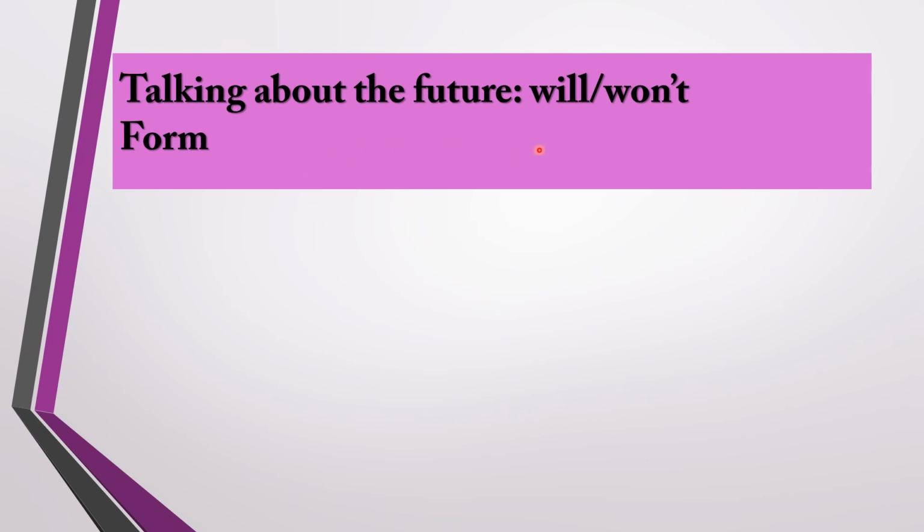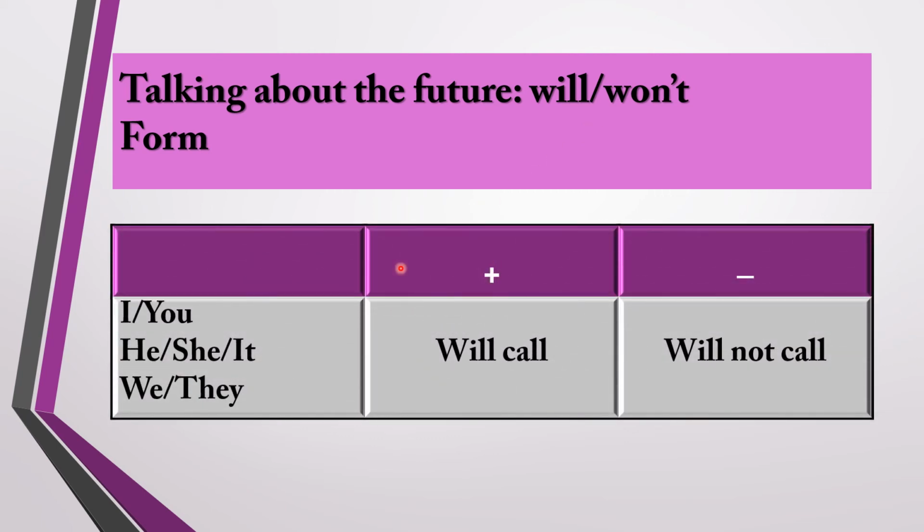Talking about the future: will or won't, will not, the form. We use will in the affirmative and won't in the negative. I, you, he, she, it, we, they, all the pronouns take in the affirmative sentences will plus the base form and the complement, and in the negative sentences will not or won't plus the base verb.